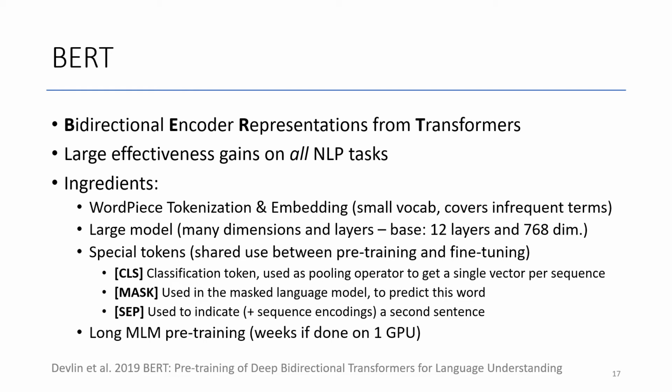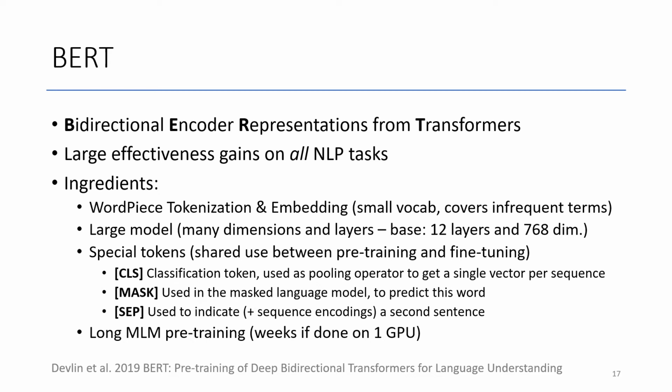Then the second token is the mask token. So BERT is pre-trained with masked language modeling, and for that it replaces some words with mask tokens, and then the model is forced to predict those words. And next is a separator token.